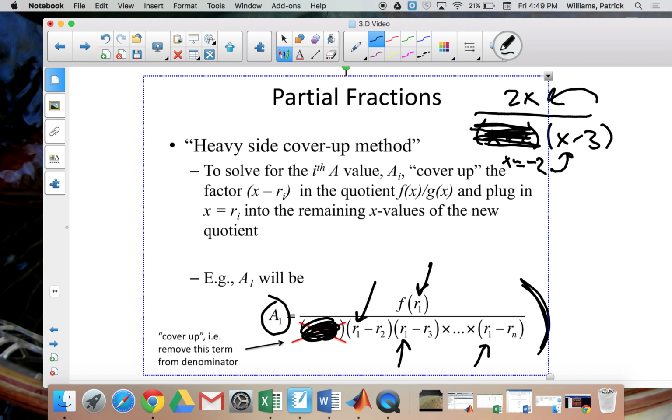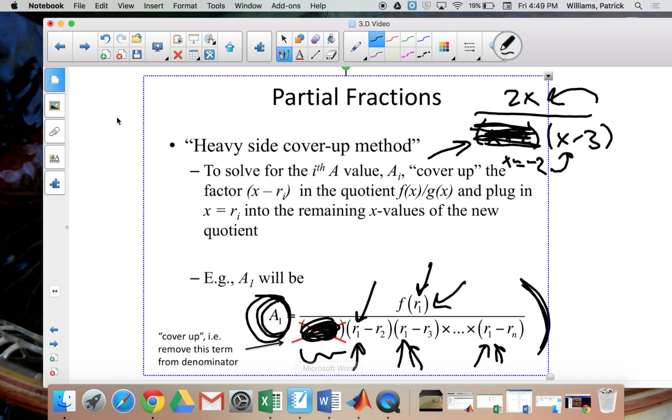Well, because we covered up that one, when we plug in that root, we don't have this term in there anymore, so we won't get a 0 in the denominator, so everyone is happy, the world is amazing. So that's what we do, and we just do that for every single variable. So this is how we solve for that first constant right here: we cover up that first term in the factor of the bottom, and we plug in the root that makes that factor 0 for everywhere in x, and that is how we evaluate that first constant.